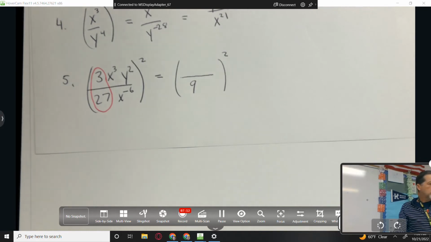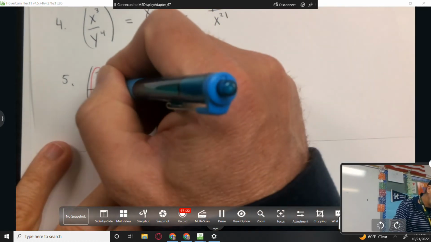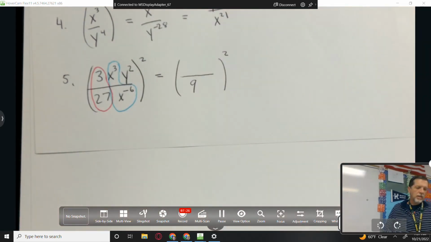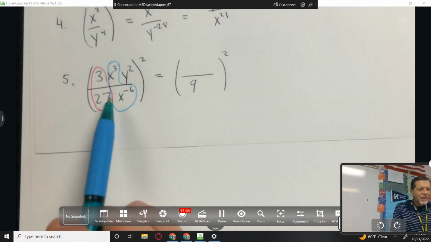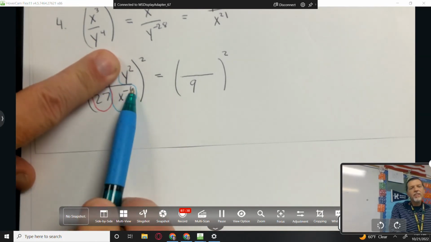What about? So basically, I'm thinking let's clean up the inside as best we can, and then we'll do the squared thing. So what's this x cubed over x to the negative 6? What does that become? X to the negative, or negative 2? No. Let's back up and go one step at a time. X to the negative 6, where does that go?